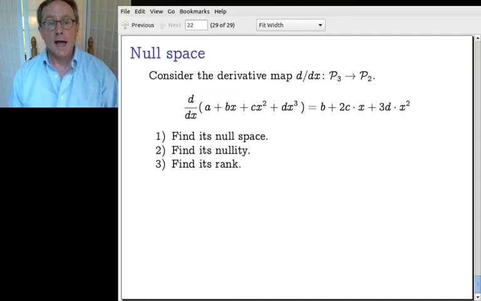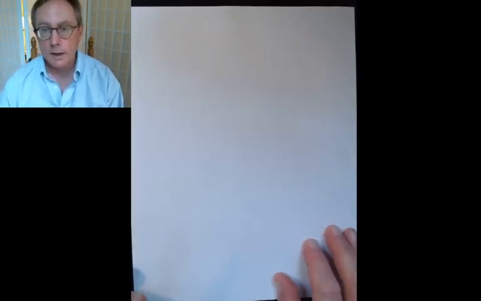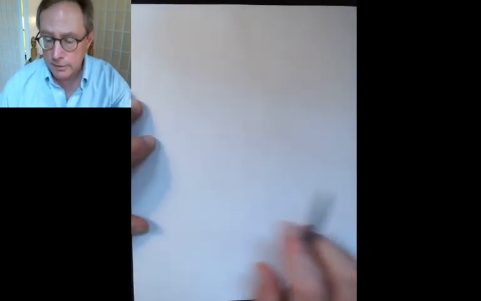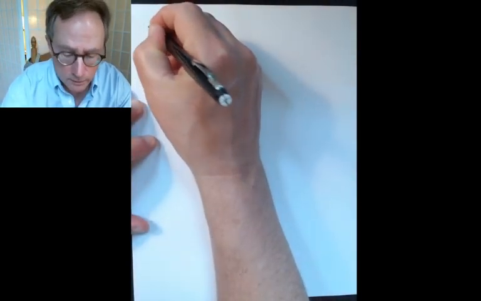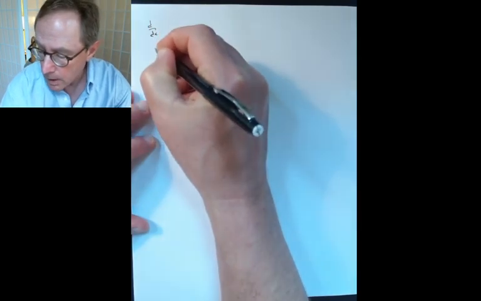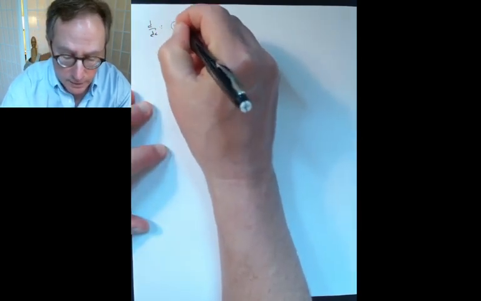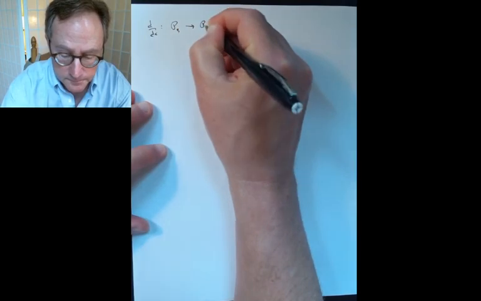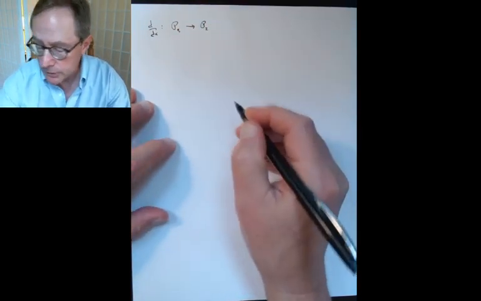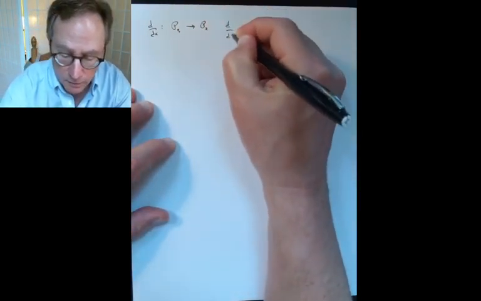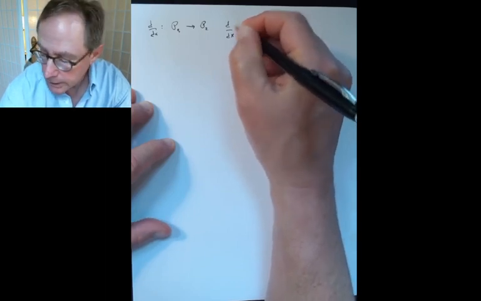The check-in goes back to the rank and the nullity. So it's a quick one, a reminder. I'm looking at the derivative map, from P3 to P2, from polyspace 3 to polyspace 2. I expect that a person knows what the derivative map is, but even if you don't, it's simply this.